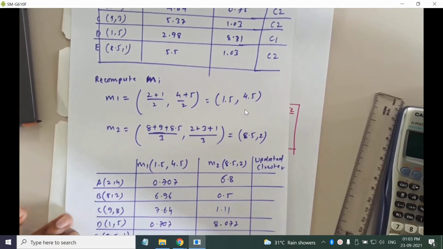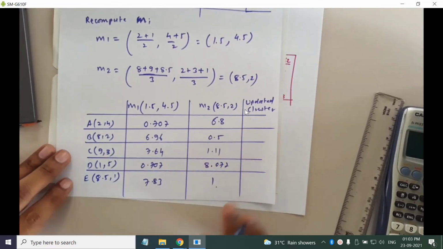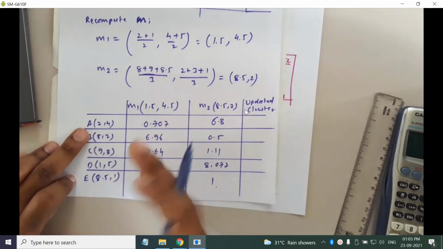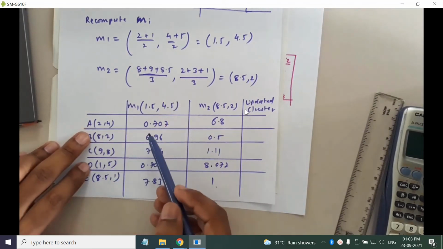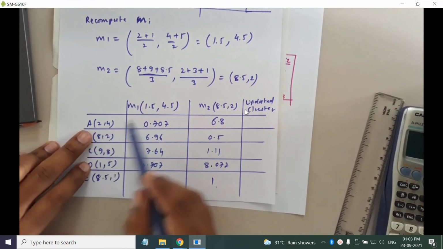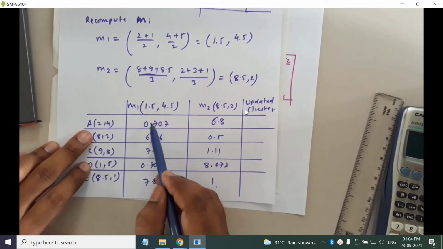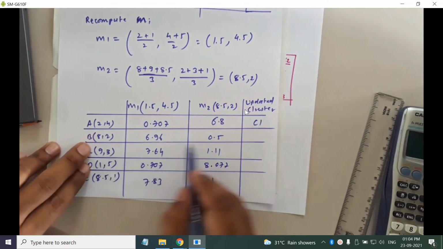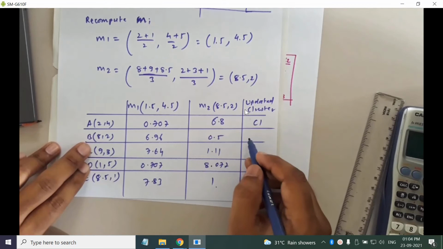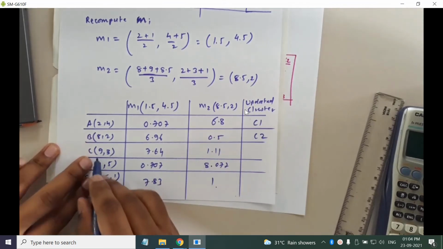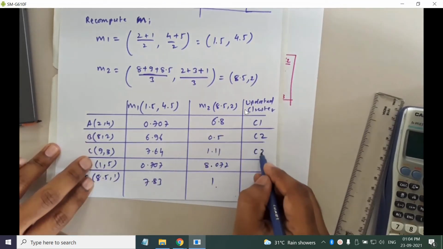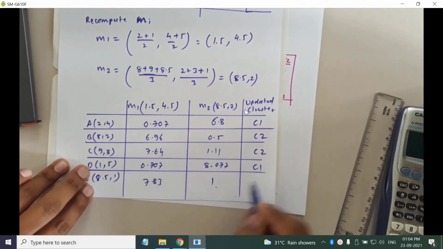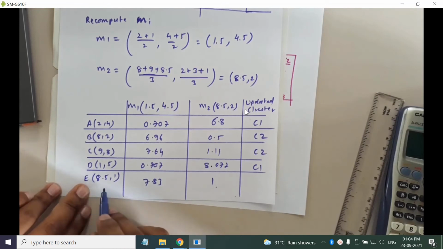Now assign the data points to the clusters. A has the least distance for cluster 1, so A will be assigned to C1. B has less distance for cluster 2, so C2. C has less distance for C2, so C2. D has less distance for cluster 1, so C1. E has less distance for cluster 2, so C2.